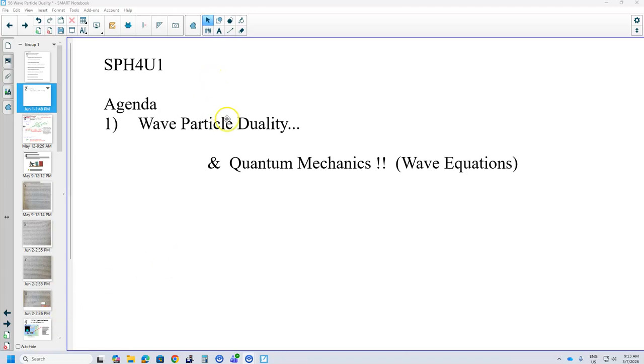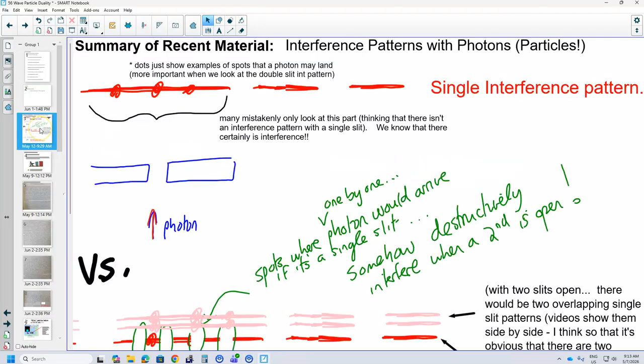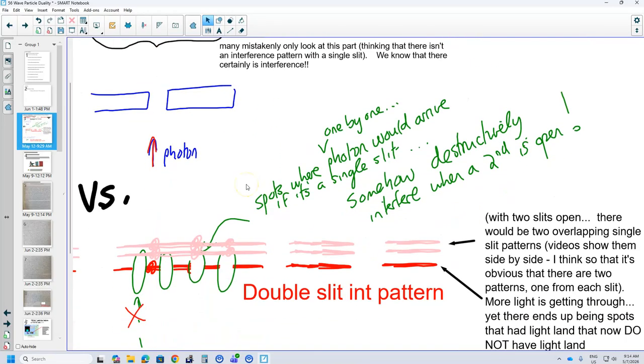All right, the mysterious wave-particle duality continued, and quantum mechanics, the wave equations as they're known. So, a summary of recent material we've done. Of course, we've got the interference pattern of a single slit that a lot of people ignore. People often look at this part and say there's no interference pattern, but there certainly is. So photons coming through one by one still do this. They land in certain spots and build up this pattern over time.